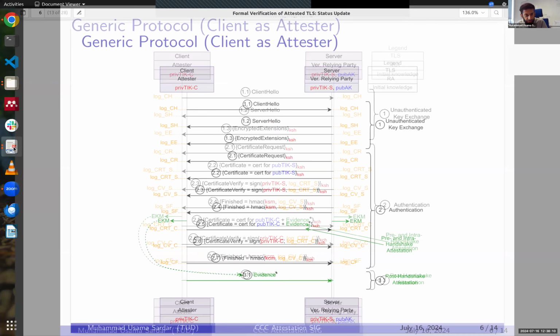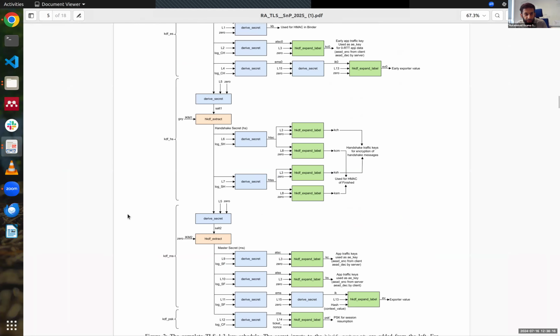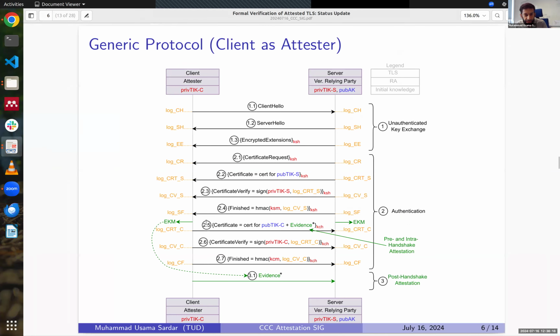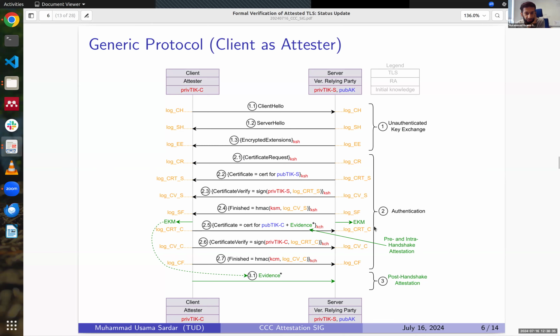Okay, so I think that probably I can answer. Any of the logs, if we are talking about post-handshake, none of them have any information about the evidence, because for post-handshake, the evidence will be generated after the handshake has finished. So none of the logs will contain any information about the evidence. When I add this, it is just for the generic protocol, meaning that it applies to these two. And for post-handshake, none of the logs have any information on the evidence.